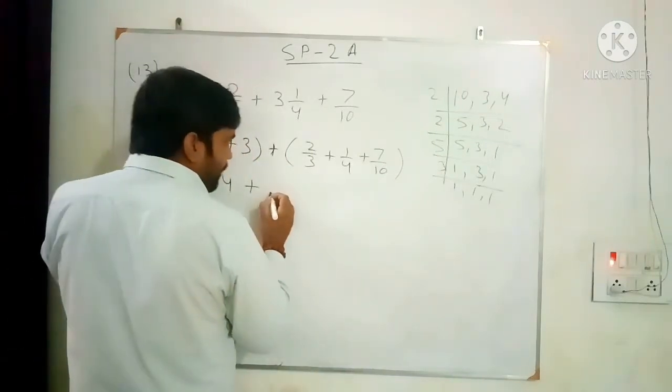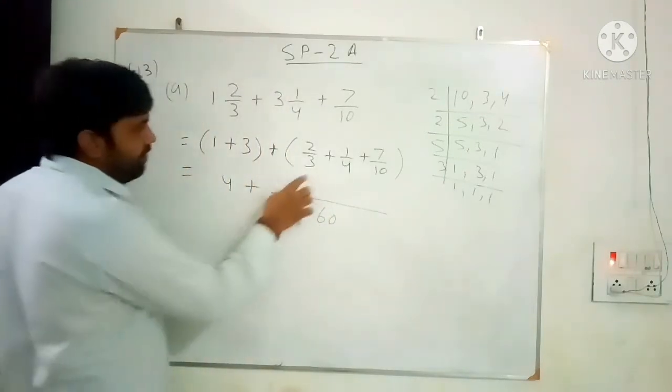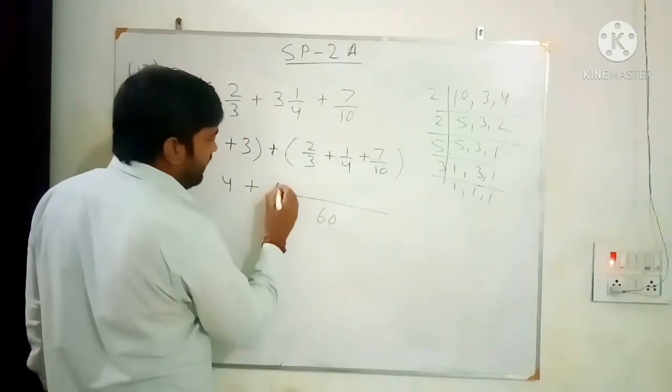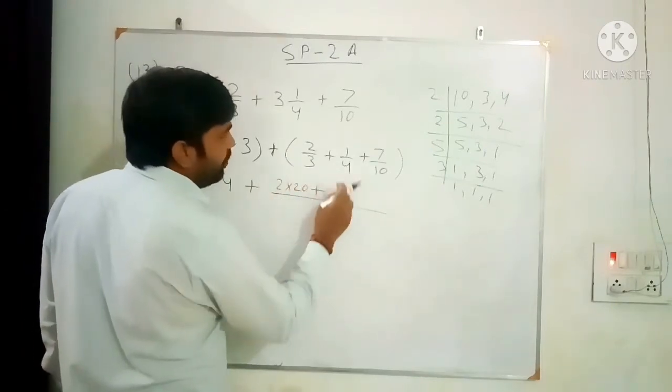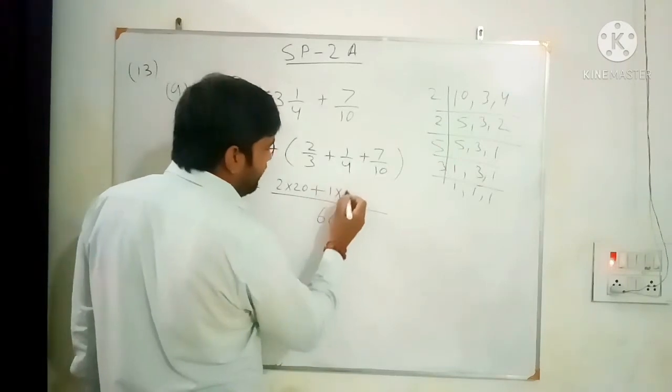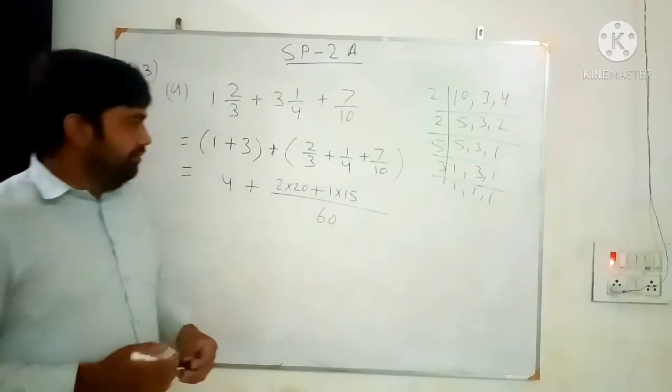Okay. So what do you multiply in 3 to get 60? 20. So we multiply 20 to the numerator also. That is 2 into 20. Plus, what do you multiply in 4 to get 60? 15. So you multiply the numerator also by 15, 1 into 15.